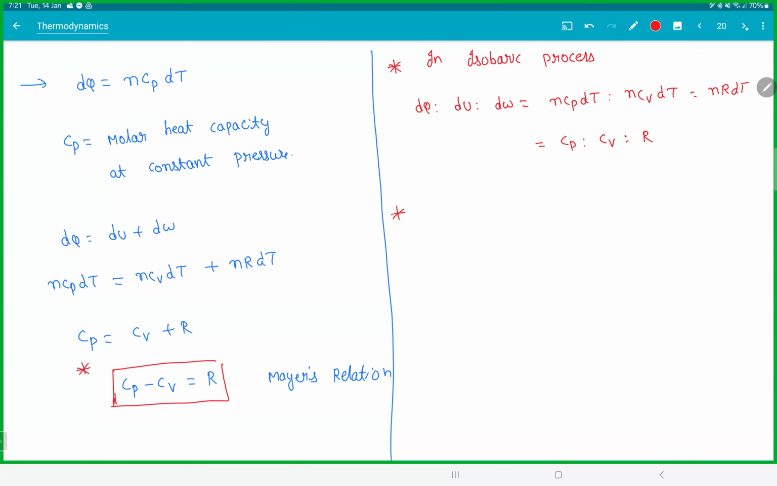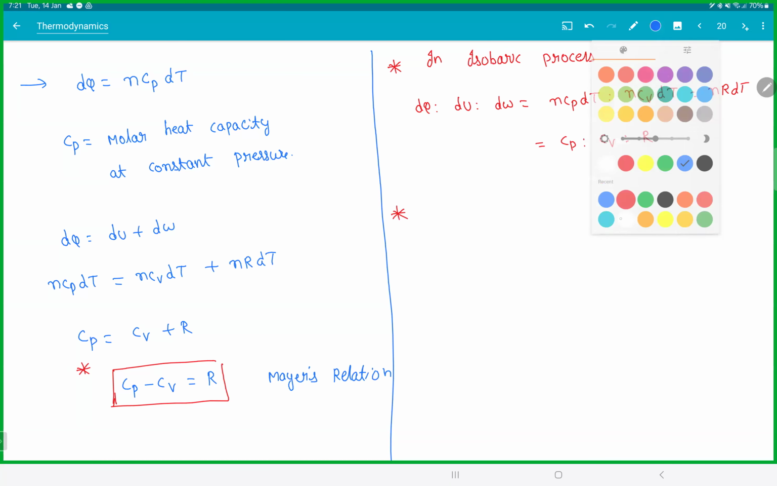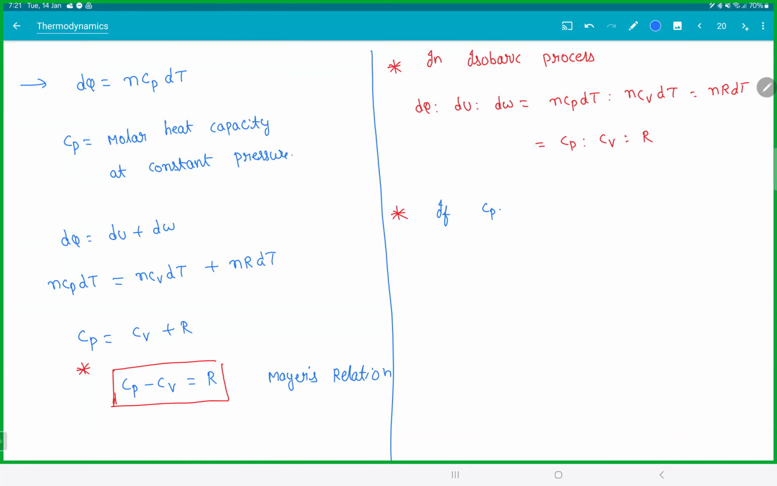This is one. Second thing, this is important. They did ask once. If Cp minus Cv is equal to R, and Cp and Cv are measured in joule per mole per Kelvin, then Cp minus Cv is equal to R, which is 8.3 joule per mole Kelvin, and it is valid for all gases. You take helium, you take oxygen, doesn't matter. It is same for all gases.